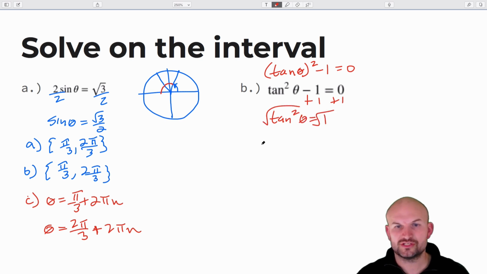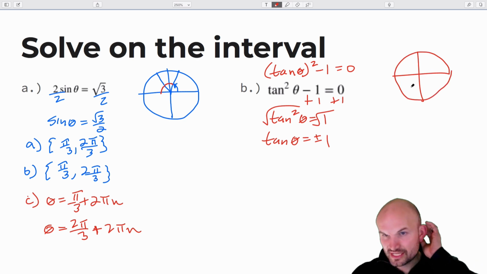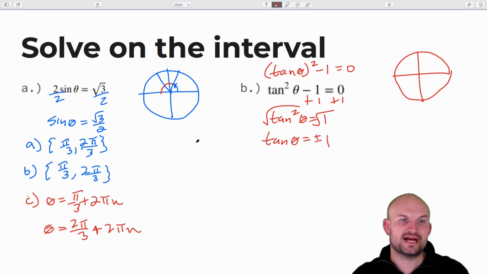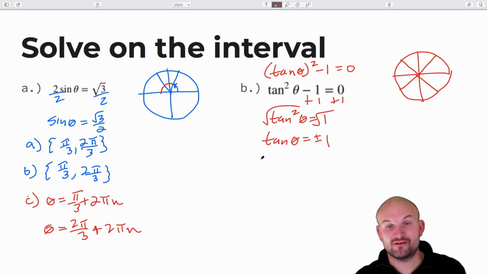Then we're going to introduce the square root, and we say tangent of theta is equal to plus or minus 1. All right, so now, going through our unit circle, when is tangent 1? Tangent tricks some students. Remember the unit circle, because cosine was the x-coordinate, sine is the y-coordinate, and tangent is the y over the x. So that angle is going to be in terms of pi over 4. So my solution here is going to be theta equals pi over 4.